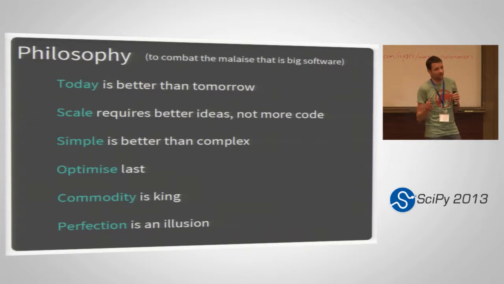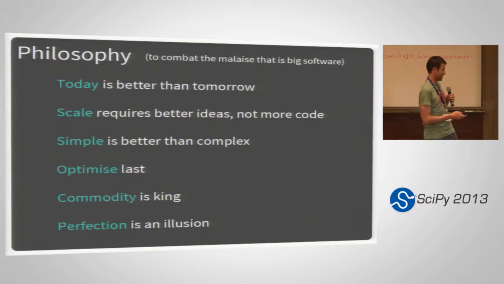Simple is better than complex, a very obvious trotted out one all the time. But we still find lots of people like, I must have a complex, hard solution to problems rather than simple. Optimize last. In my opinion, a lot of language choice comes down to people optimizing first and assuming that things are going to be too hard to do and require too much performance. So they optimize ahead of time by picking a language. Commodity is king, so use what's available, use what's off the shelf, use the tools everyone else is writing for you. And perfection is an illusion is my favorite one.